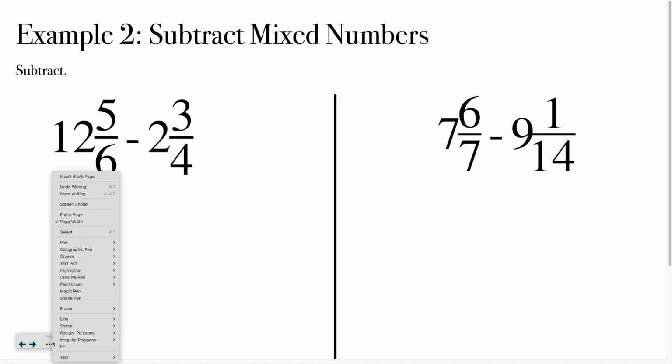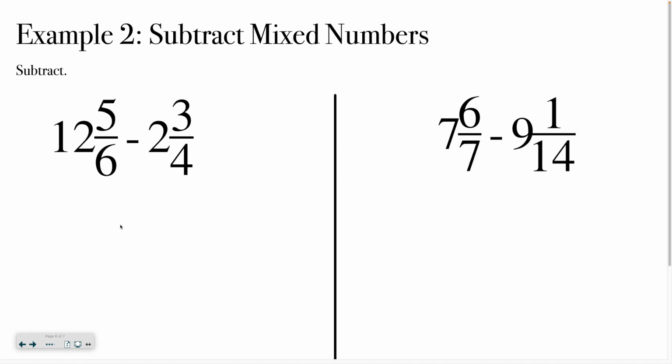All right, so for this problem, now we're going to do some mixed numbers. With these mixed numbers, I'm going to show you 2 different ways that you can do it. So let's say we have 12 and 5/6 minus 2 and 3/4. Just like I showed you with addition yesterday, you could do 12 minus 2, which is 10, and then 5/6 minus 3/4, you need a common denominator. So I know 6 and 4 go into 12. So I'm going to multiply those quickly.